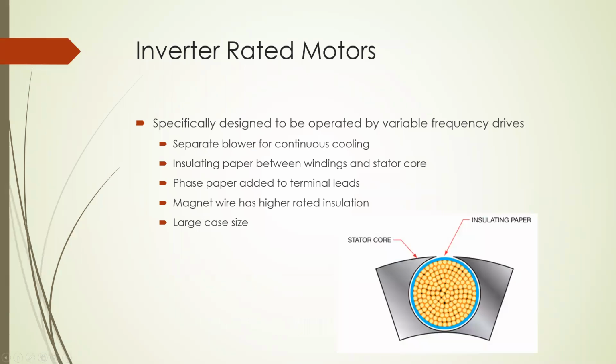So now that we've talked about the VFD, that they're rich in harmonics, and we have to be able to control those harmonics, to do that we need to have an inverter rated motor. These are going to be for continuous operation. They're going to be in a larger case than a regular three-phase motor. They're going to have extra insulation around the wires for each winding and with the stator core. And we use paper for that.